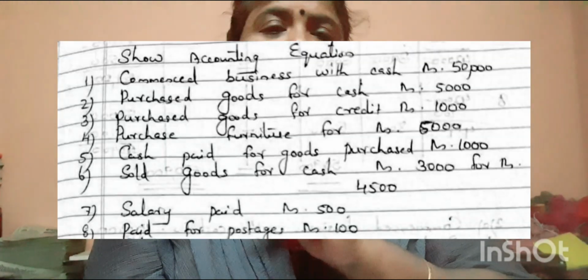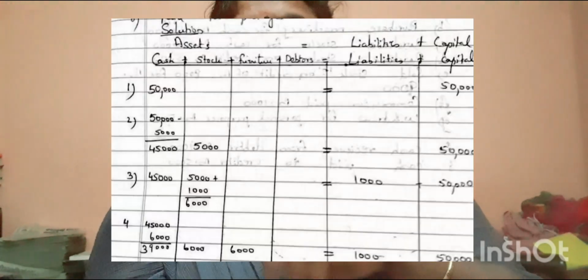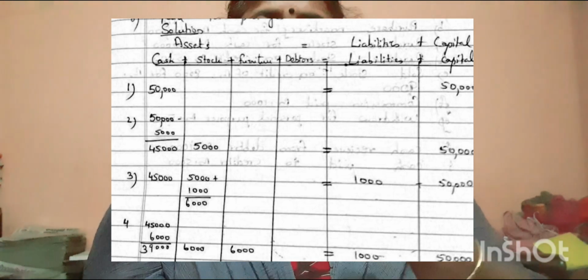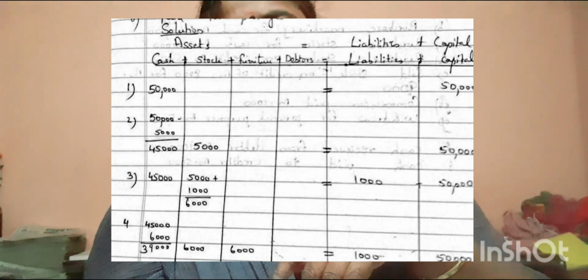Okay. Then next one, purchase furniture for 6,000 rupees. Furniture is an asset. So for 6,000 rupees we paid ready cash. So cash will again reduce. We have 45,000 cash, then 6,000 will reduce and 39,000 will be cash in our hand. Then stock of 6,000 and furniture of 6,000 will come to our business. There is no change in the liability or capital. On both sides it will balance. Cash reduced and 6,000 worth of furniture came to our business.